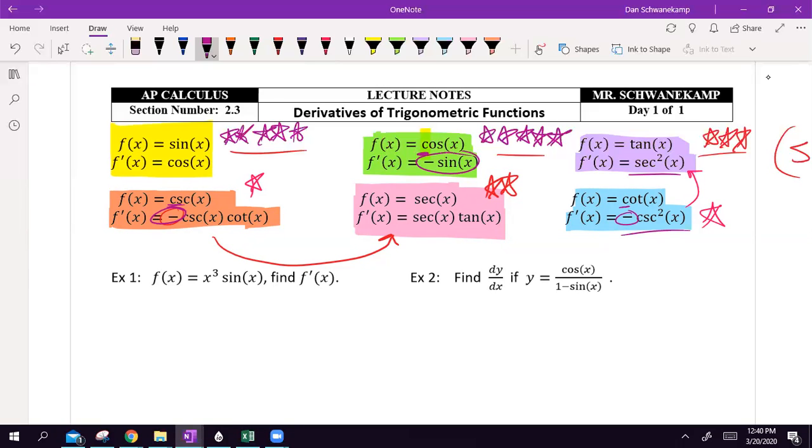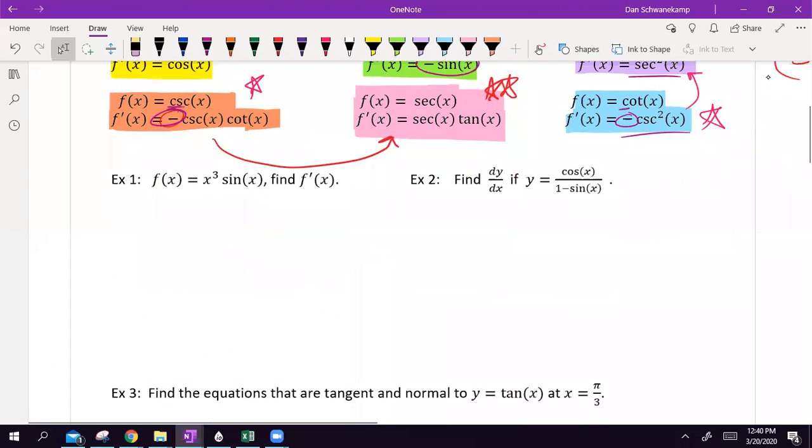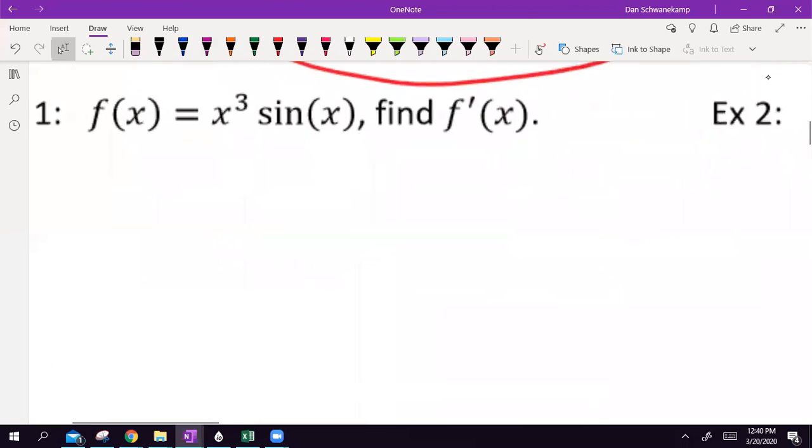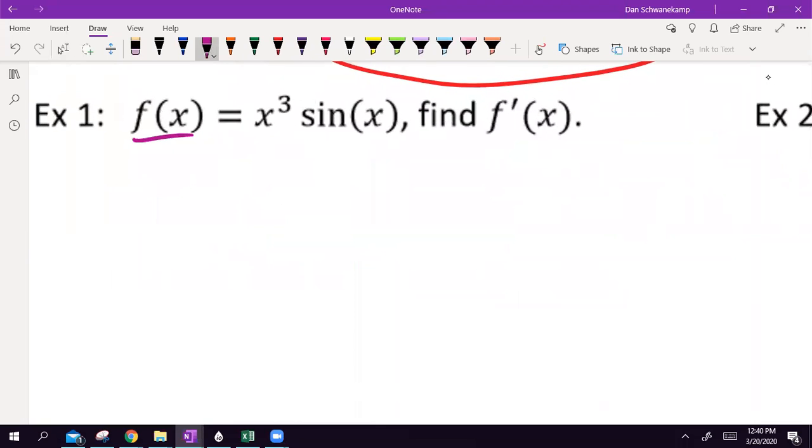Questions there? That was a whole lot of me talking and you not responding, so I know that's as boring as can be. Let's look at number 1. Number 1 says f of x is equal to x cubed times sine of x. Find f prime of x. Tell me in the chat, what special calculus rule are you going to need here to take the derivative?